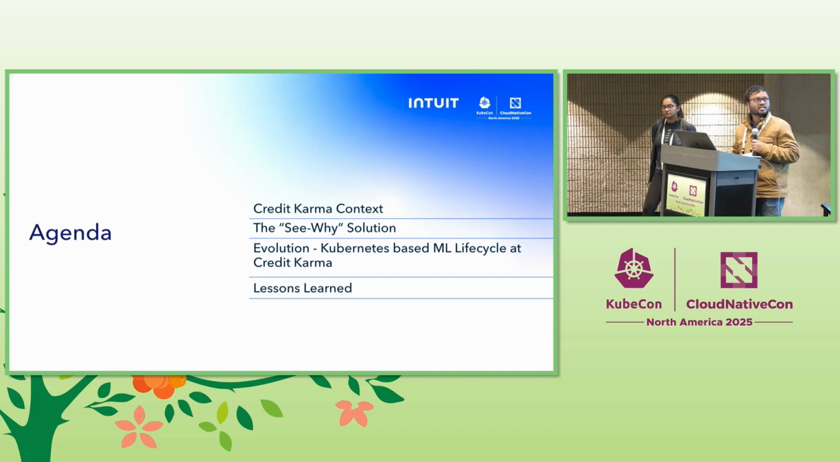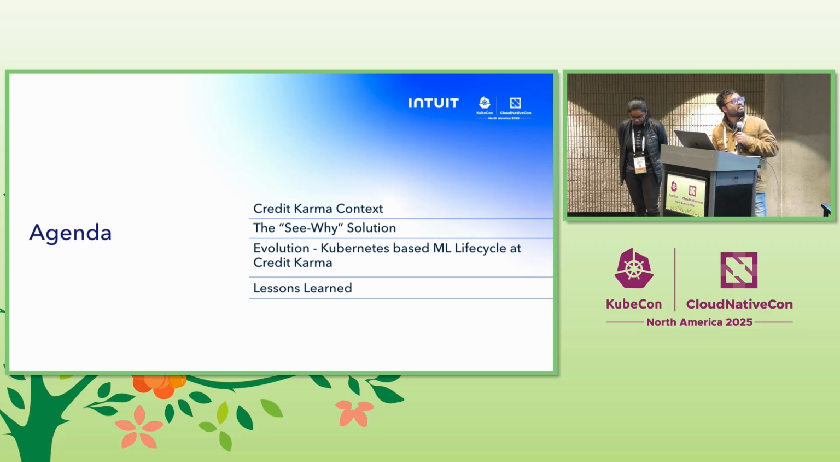Just to set the stage, this is the agenda we have today. I want to introduce what Credit Karma is and what we do, and give you the context for Credit Karma, and then briefly talk about the CY solution and what we are trying to do by this particular solution and how it is helping our members. Then talk about Kubernetes, our ML lifecycle on Kubernetes and how it evolved to accommodate this particular solution, and at the end leave you with what lessons we have learned, and probably it will trigger some food for thought overall.